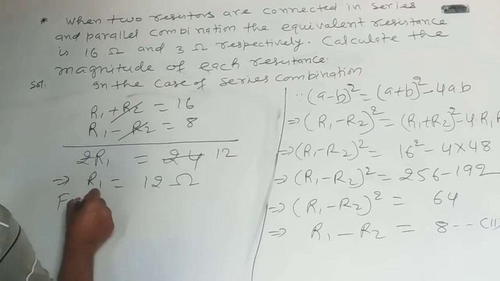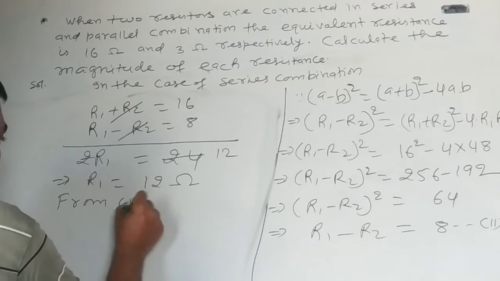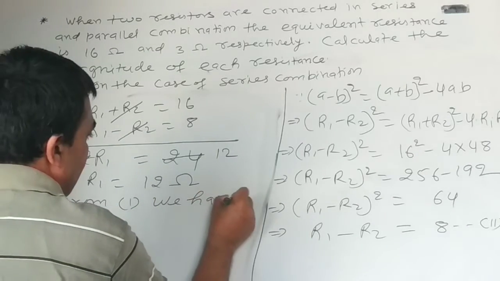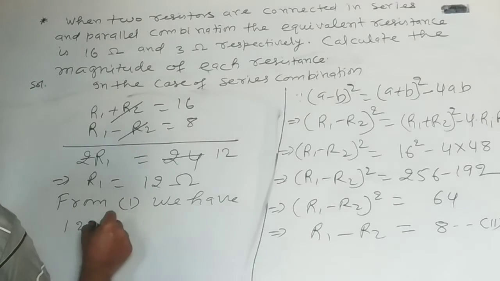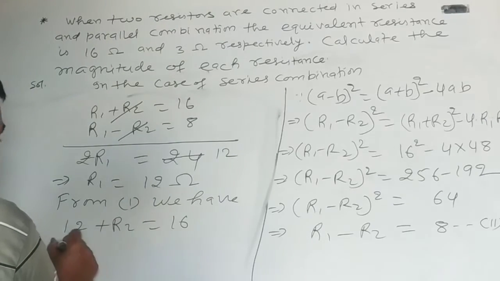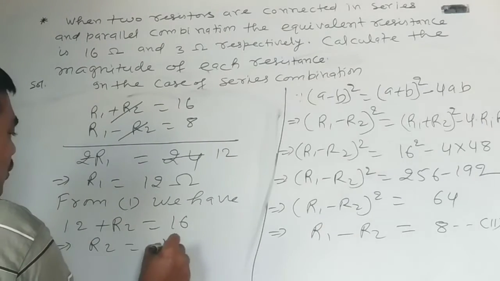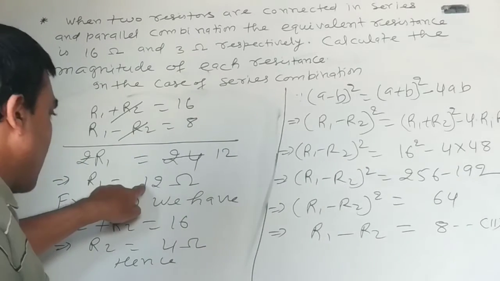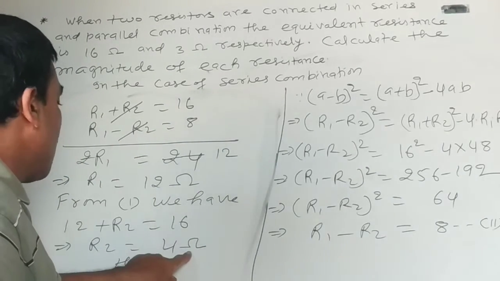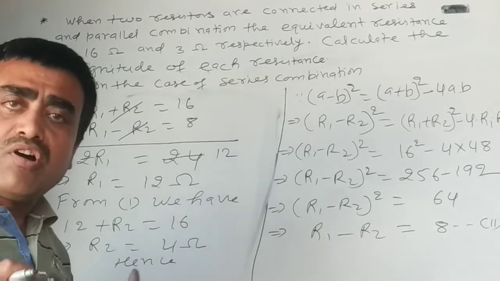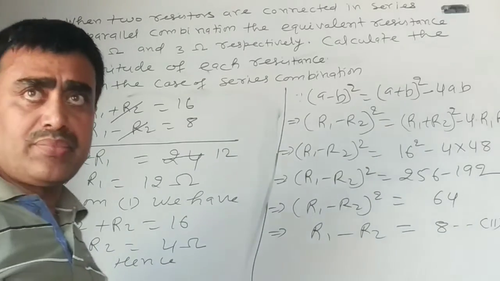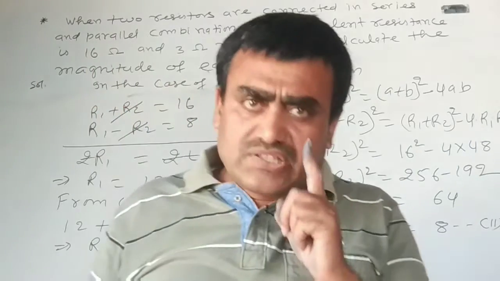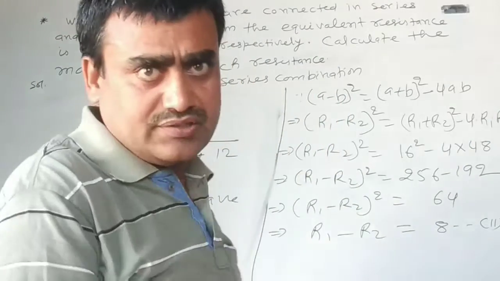From equation first we have 12 plus R2 is equal to 16. That implies R2 is equal to 4 ohm. Hence R1 is equal to 12 ohm and R2 is equal to 4 ohm. This is our answer. Okay? It is the first question of HOTS.